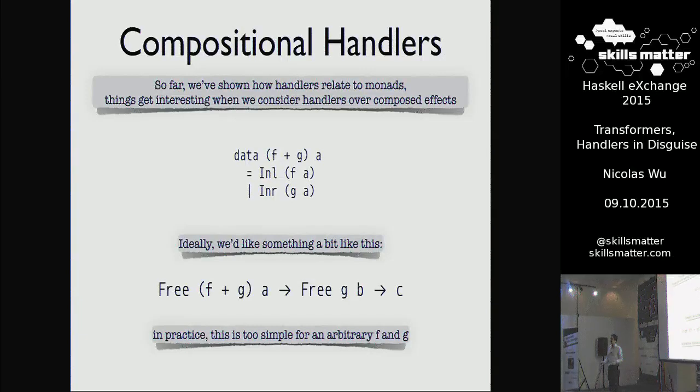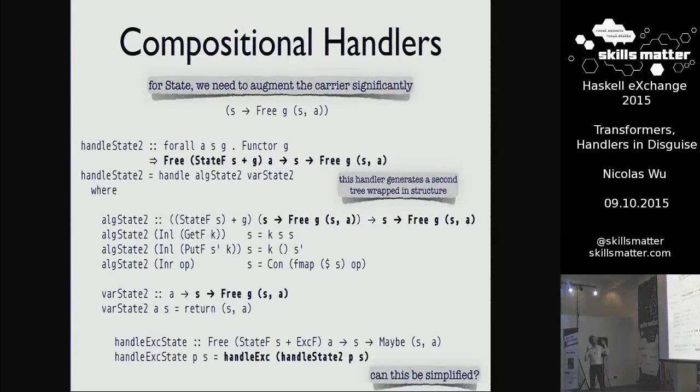That would be really nice, because then we could just compose two handlers together. We can eliminate all the f's, then we can eliminate all of the g's, and we don't have any tree anymore. We just have the semantics of that tree. That would be cool. But in practice, this is far too simple for an arbitrary f and g. In fact, it's even too simple for the state example. So the state example looks like this if you try to do this f plus g composition. So let's take a moment to think about that.